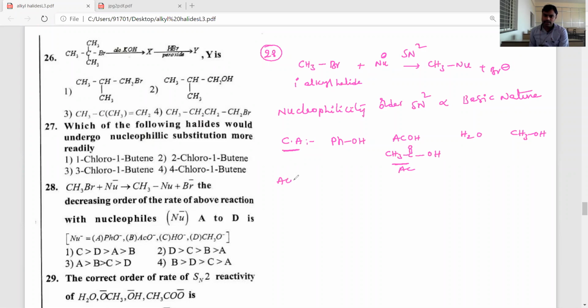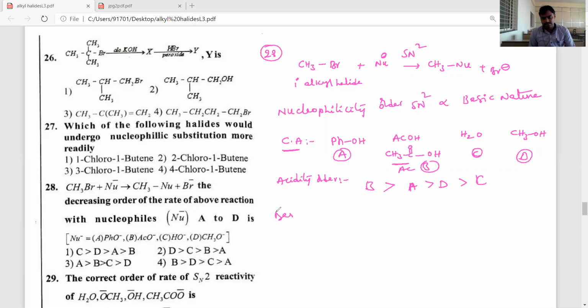Now the acidity order. Carboxylic acids are more acidic. Let them be A, B, C and D. Carboxylic acids are more acidic, which means B is more acidic. Phenol, PhOH, means A is next. And except methyl alcohol, the remaining alcohols are less acidic when compared to phenol. That's why D is more acidic compared to C.